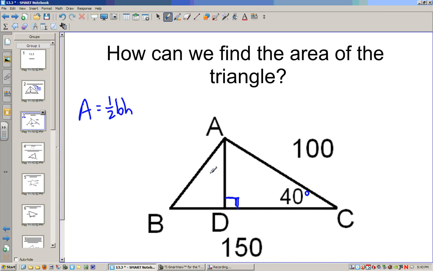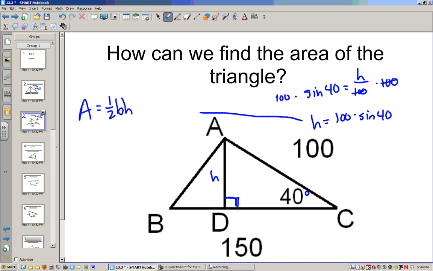Well, the height actually can be found using our trig function, so sine of 40 equals the opposite over hypotenuse, so h over 100. If we multiply both sides by 100, these will cancel out, and we find that h, our height, equals 100 times the sine of 40. So let's go plug this in over here. Now we have our area is 1/2 base, which is 150, times 100 times the sine of 40.